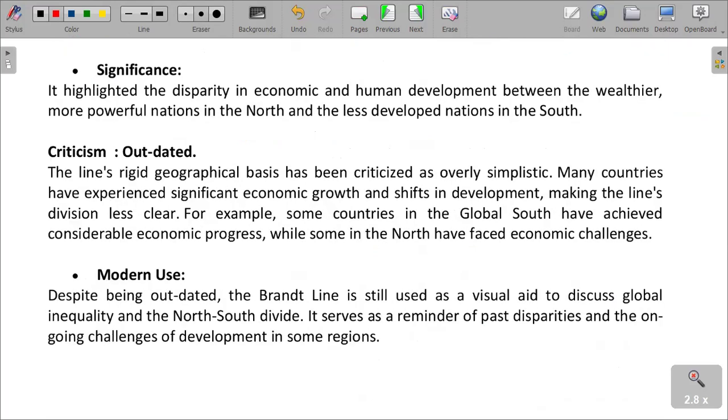So the significance of the Brandt line highlighted the disparity in economic and human development. It actually shows the gap, class, the difference, the gap in economic and human development between the wealthier, more powerful nations in the north and the less developed nations in the south.